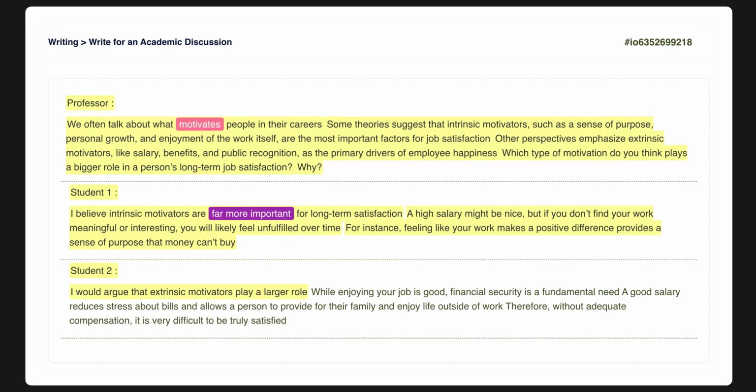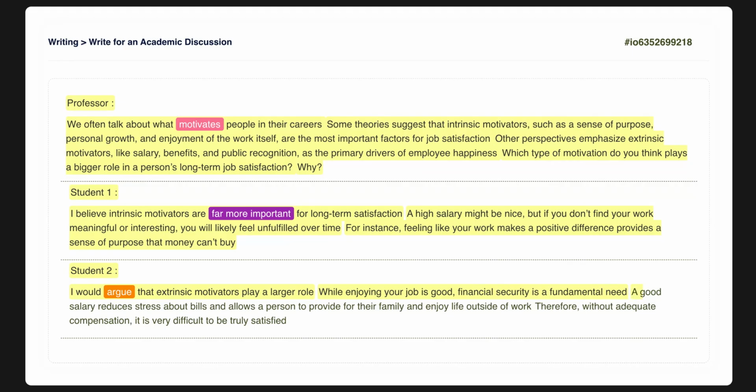Student 2 disagrees, choosing to argue that external factors like money are actually the primary drivers of satisfaction. While enjoying your job is good, financial security is a fundamental need. This student focuses on financial security, suggesting that basic survival and comfort are more important than passion.